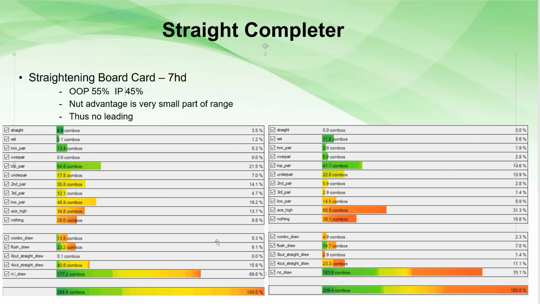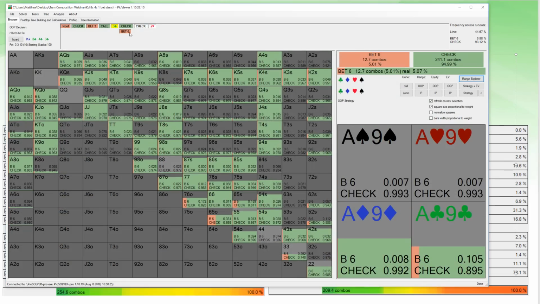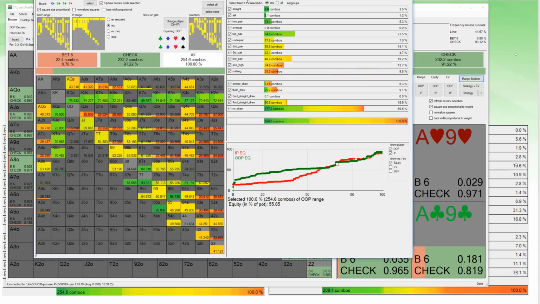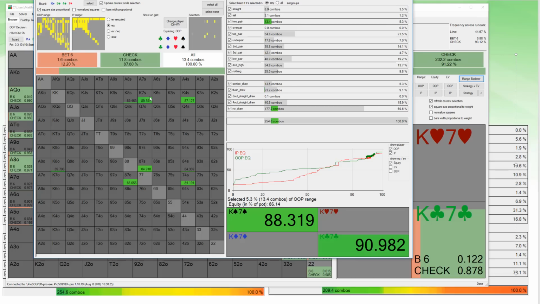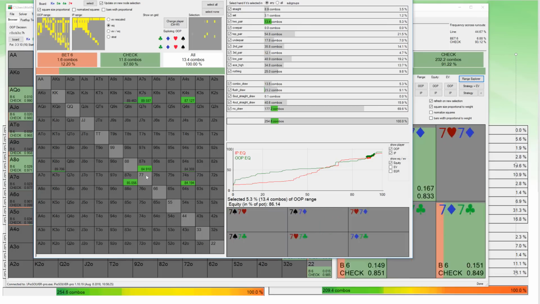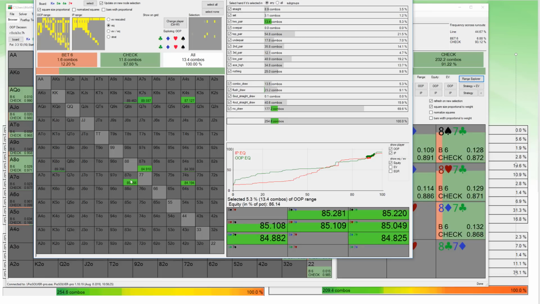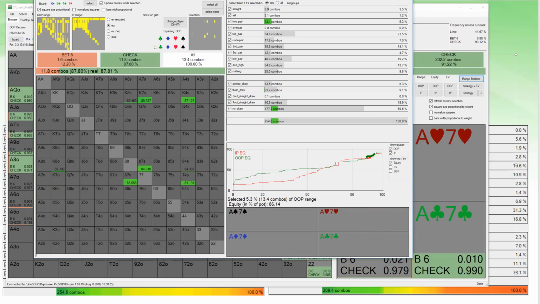Nothing's really changed for the in position player. 7 of hearts, I want to look at those 2 pairs. So 13 combos of 2 pair now. So now out of position has the King 7 suited, 8-7 suited, 8-7 offsuit, 7-4 suited. So he picked up some more 2 pairs that in position does not have.